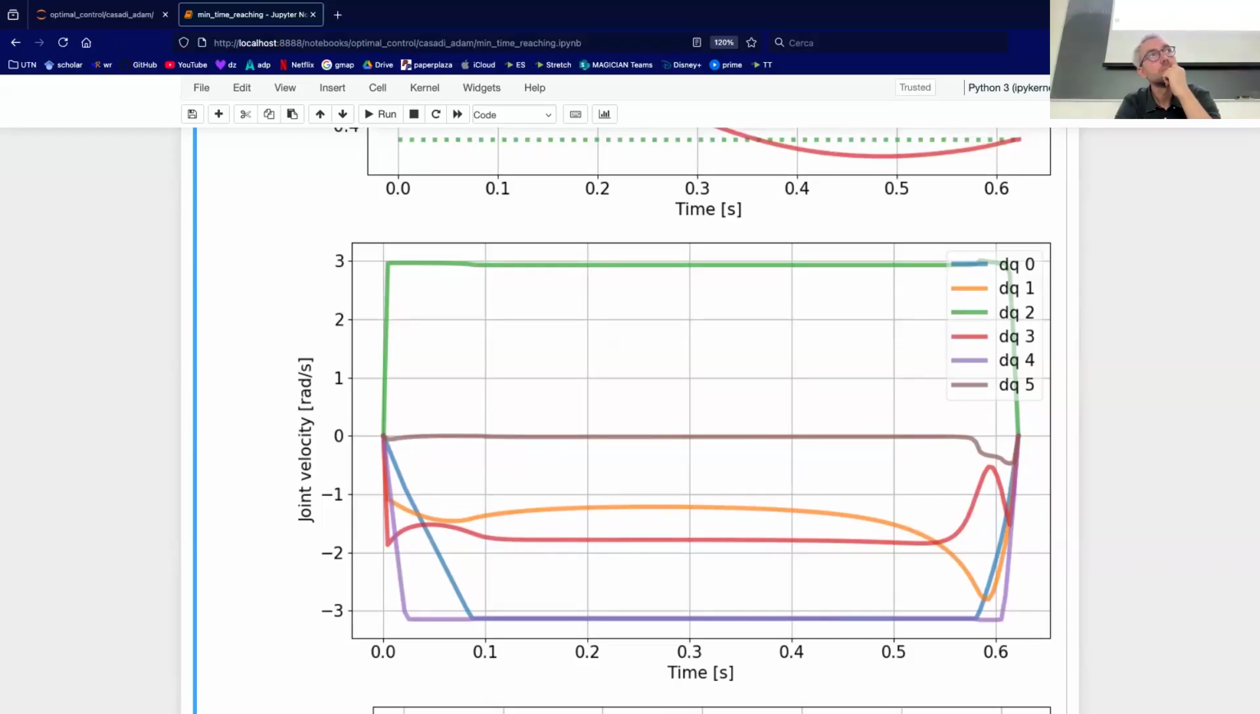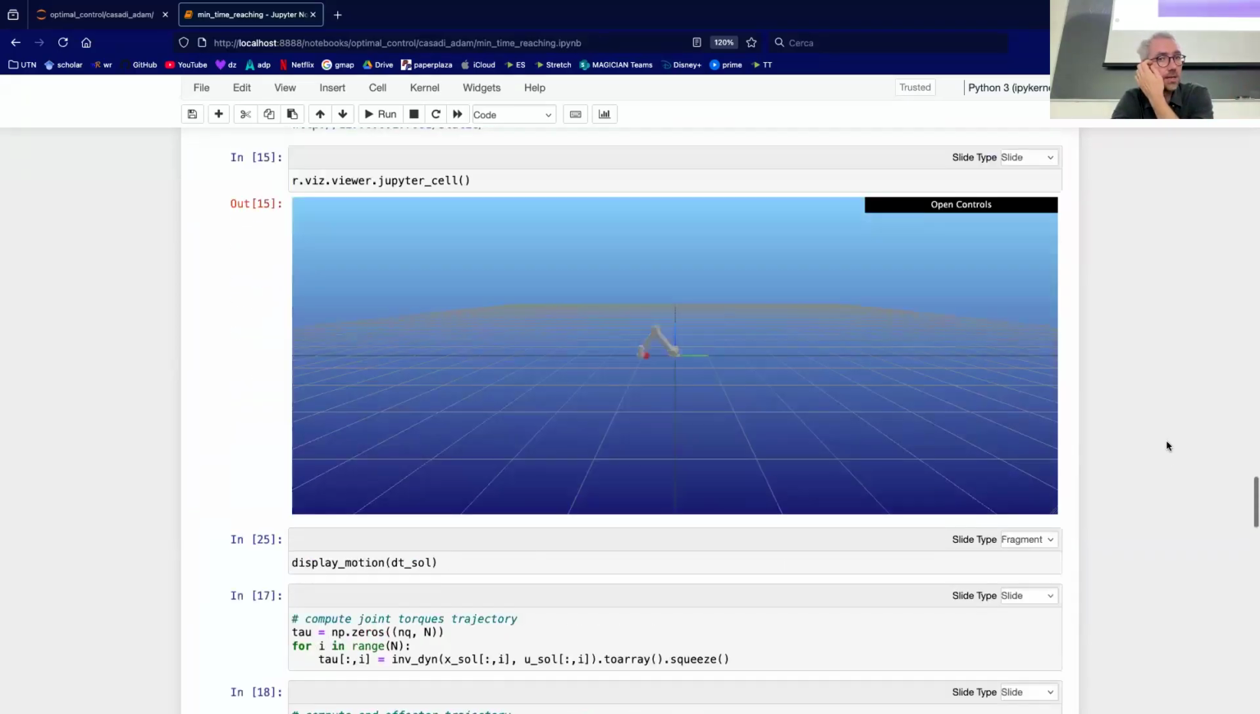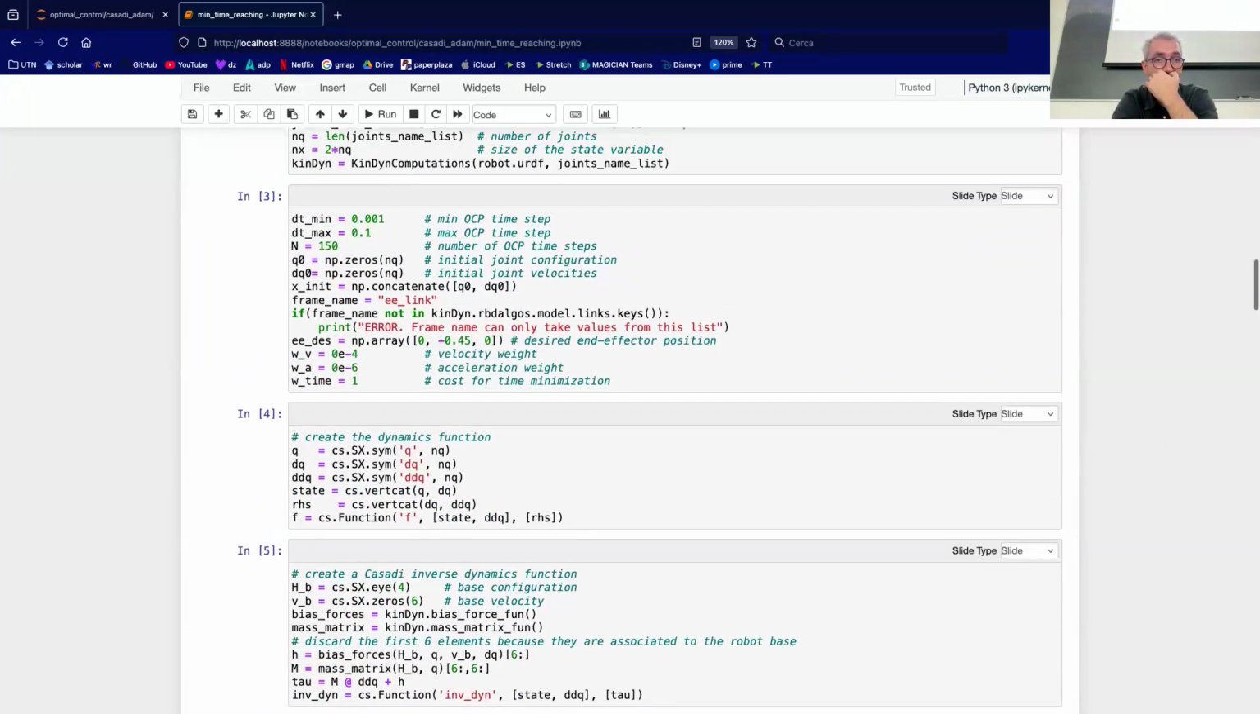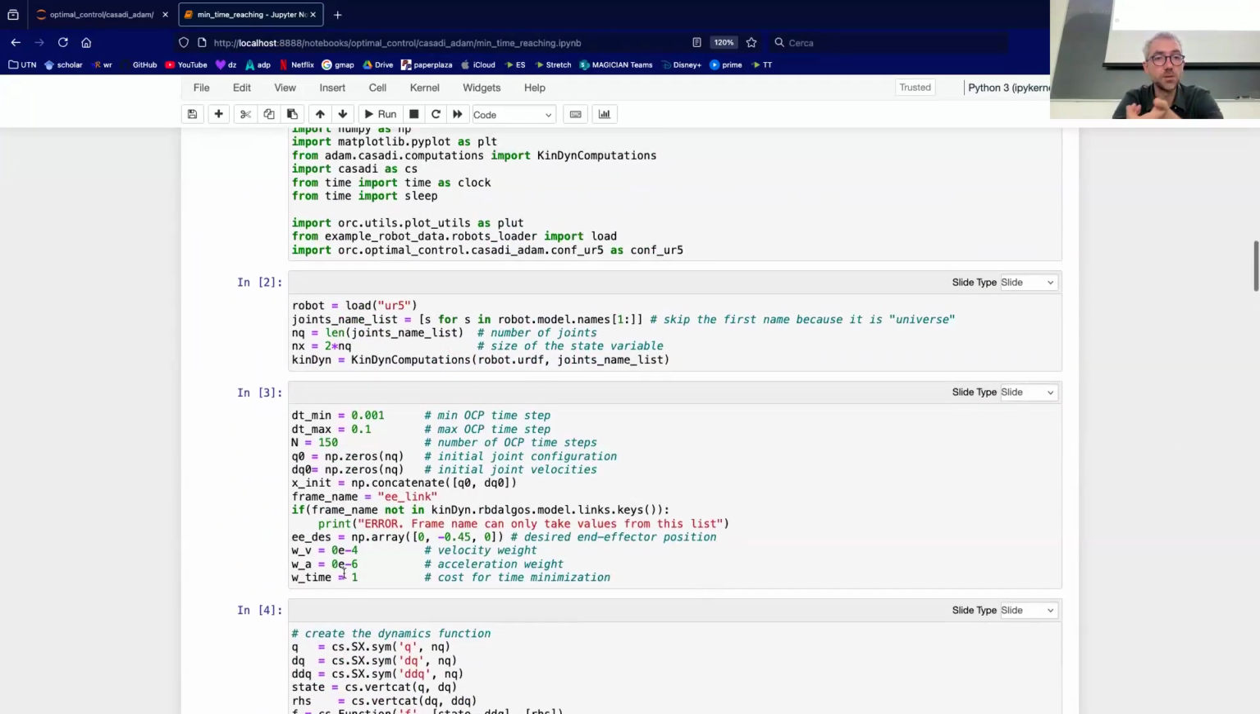Are we happy with this full saturation of the torques? Well, that's exactly what we are asking for. So if you want a minimum time motion, you're going to saturate your actuators, period. There's no other way. So if you don't want a truly minimum time motion, then no problem. We can do that. We just have to add some penalties, for instance, on the accelerations.